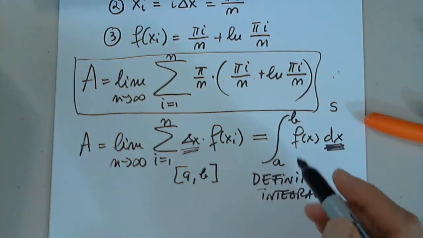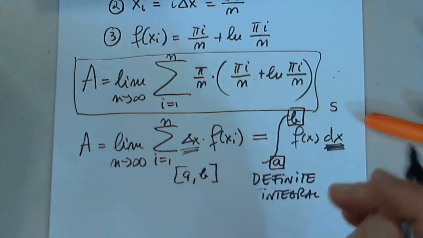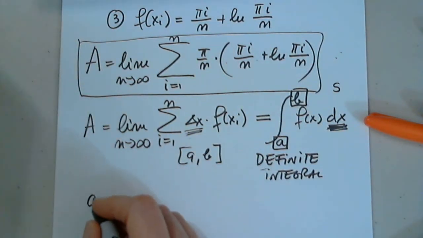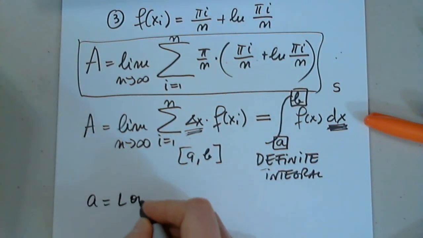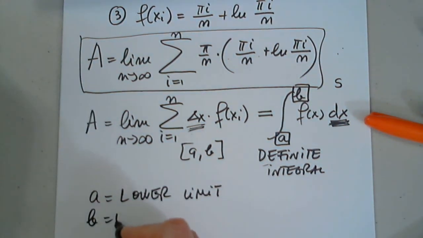Why is it called definite? Definite because it has a lower limit and an upper limit of integration. So a is the lower limit, and b is the upper limit.